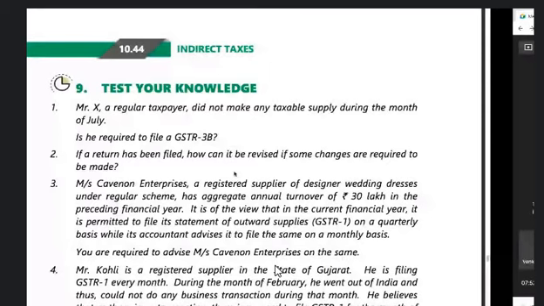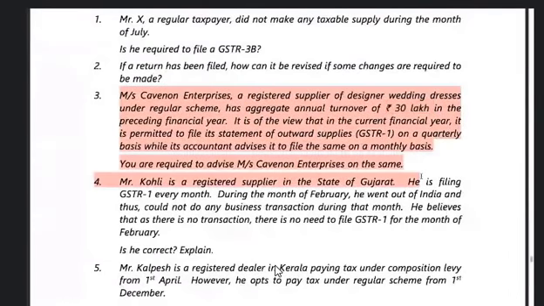Messrs. Kavon Enterprises, a registered supplier of designer wedding dresses under the regular scheme, has aggregate annual turnover of 30 lakhs in the preceding financial year. It is of the view that in the current financial year it is permitted to file the statement of outward supplies GSTR 1 on, see, this question is not required because this process has changed. Now quarterly return IFF is required, provided he is opting for quarterly return filing. So this question is not required.